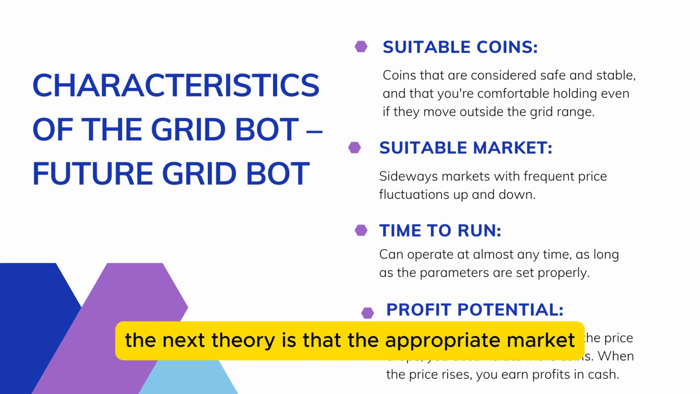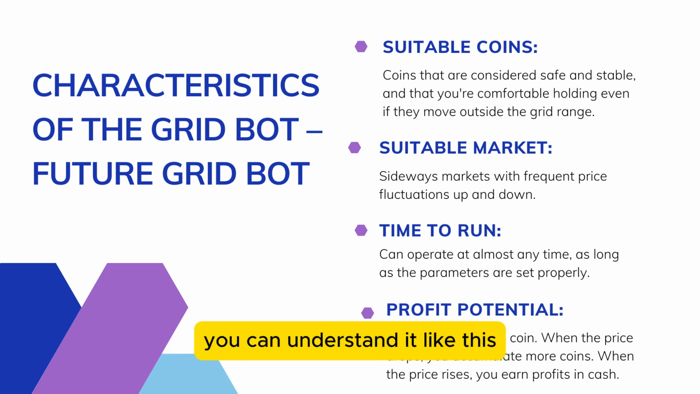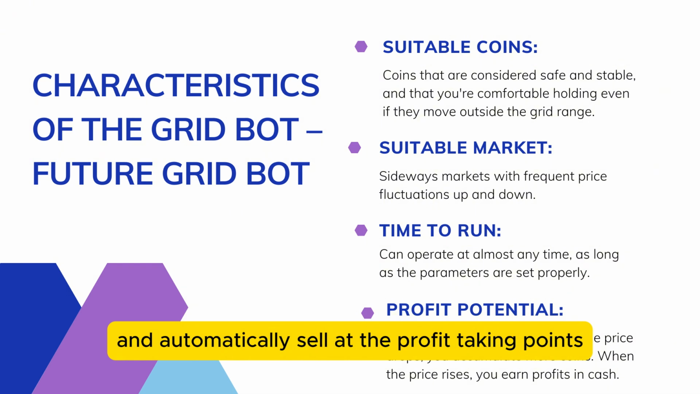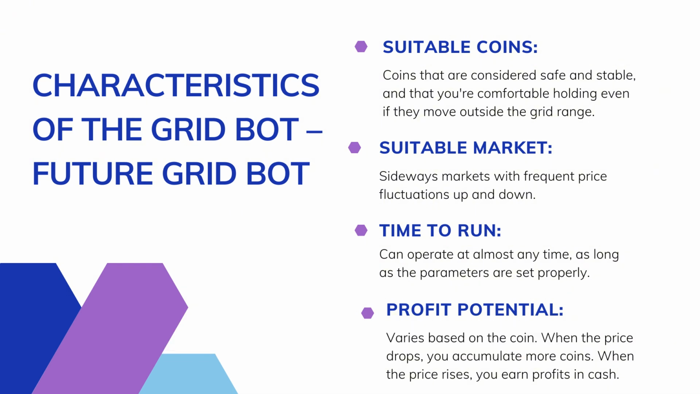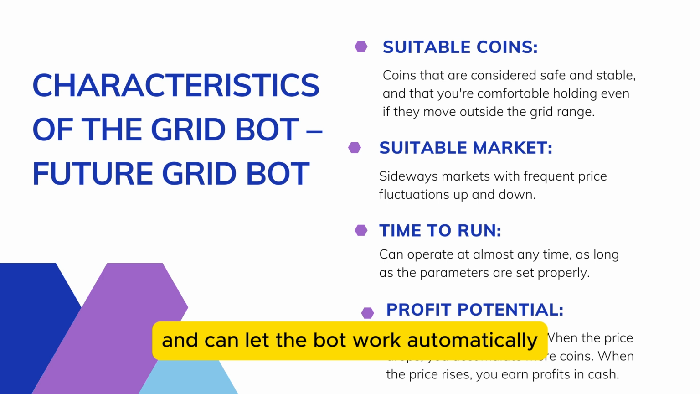The next theory is that the appropriate market for the grid bot and future grid bot is a sideways market, which oscillates up and down many times. You can understand it like this: when we install the bot, it will automatically buy at the buy points and automatically sell at the profit taking points. When the market moves sideways, this bot is extremely suitable. We don't need to watch too much and can let the bot work automatically.